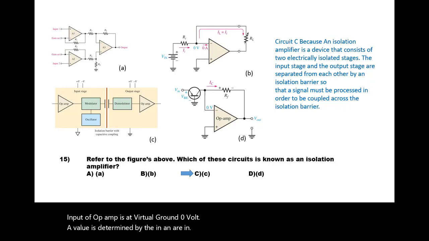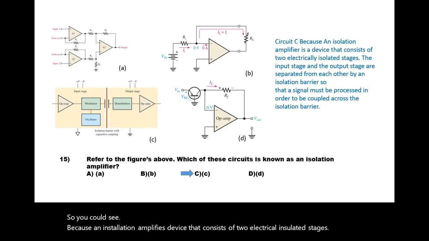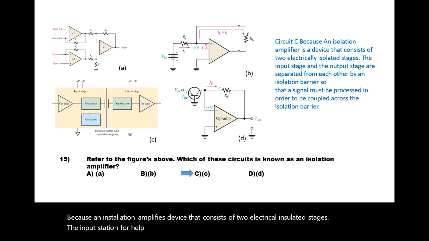Question 15. Which of these circuits is known as an isolation amplifier? Circuit C. Because an isolation amplifier is a device that consists of two electrically insulated stages. The input stage and the output stage are separate from each other by an insulation barrier, so that the signal must be processed in order to couple across the insulation barrier.